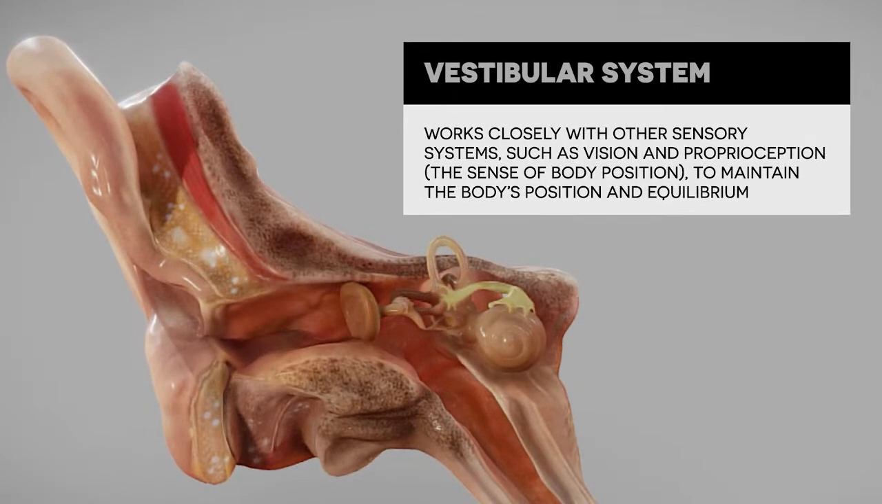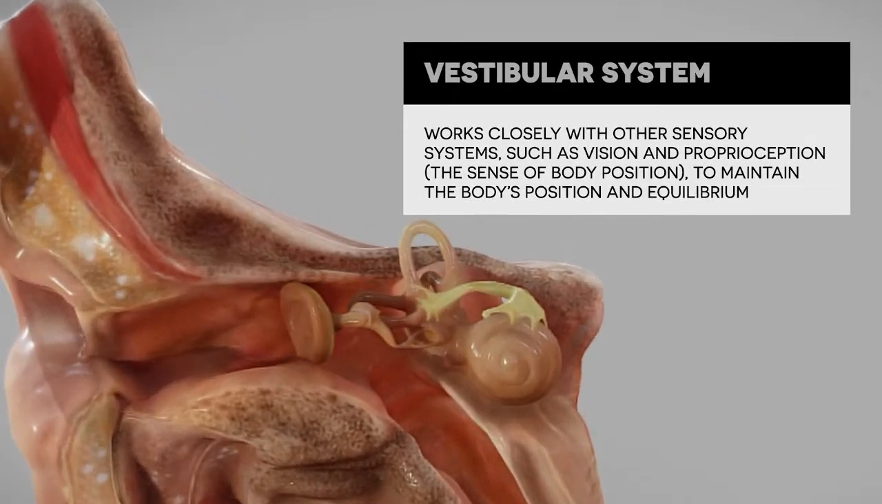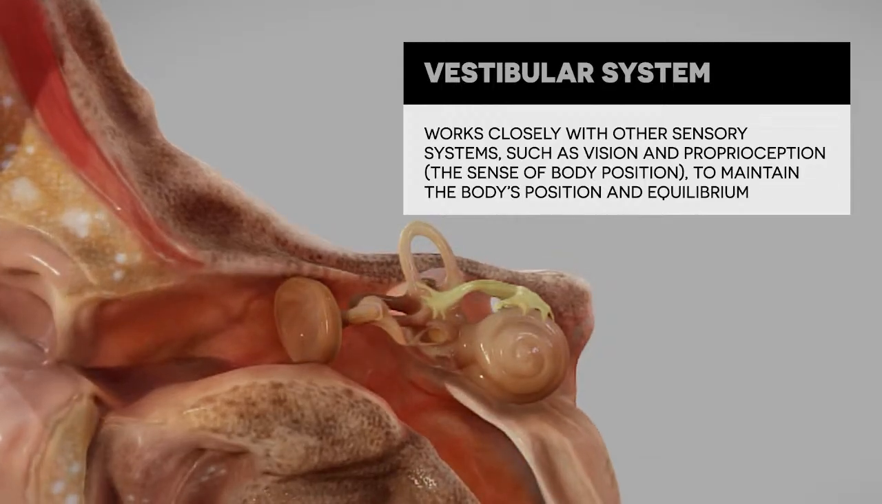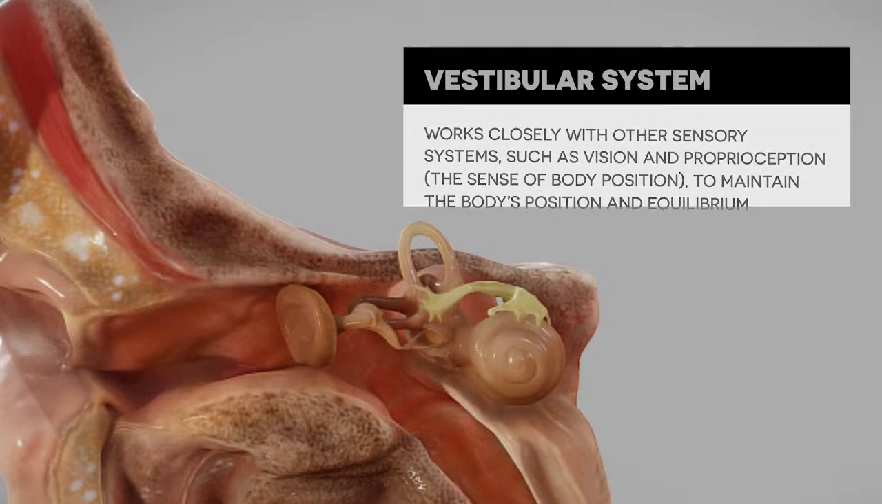Located in the inner ear, it works closely with other sensory systems, such as vision and proprioception, the sense of body position, to maintain the body's position and equilibrium.